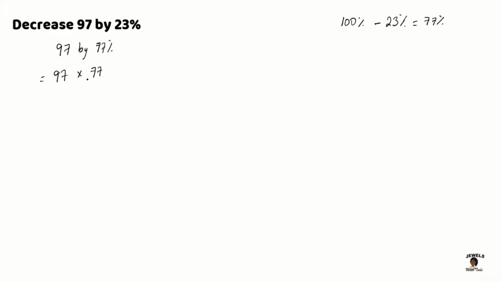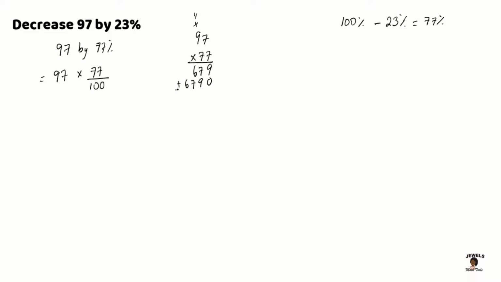So our 77 will be written as a fraction with 100 as its denominator. And remember that our 97 is being multiplied by our 77. So 7 times 7 is 49. We'll put our 9, carry the 4. 7 times 9 is 63. 63 plus 4 will give us 67. We'll add a 0 and begin multiplying by my second 7. 7 times 7 is 49. We put our 9, carry the 4. 7 times 9 is 63 plus 4 will give us 67.